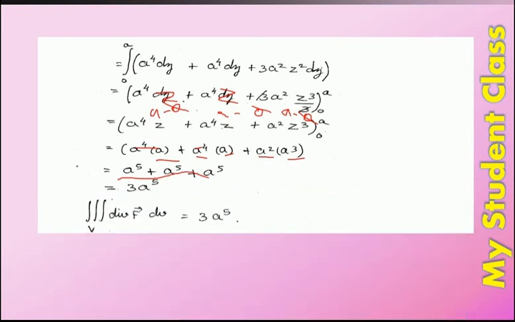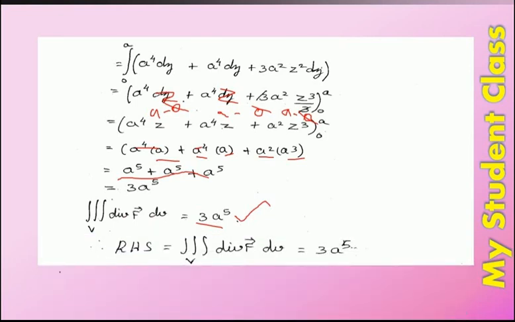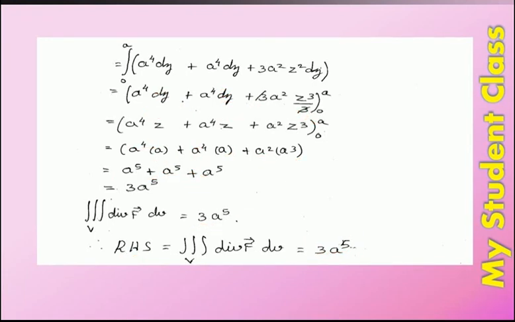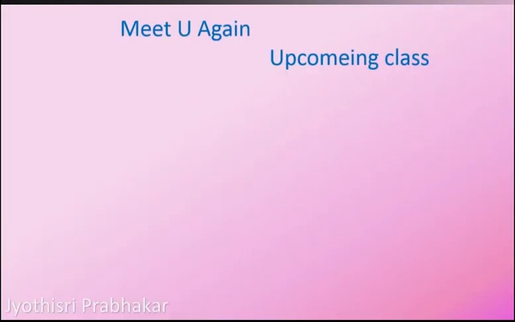So now, the triple integral over V of divergence of F vector dV, its value is what? 3a power 5. So our value of the triple integral of divergence of F vector dV is 3a power 5. So we have found our RHS. So our RHS value is 3a power 5. So now we want to find what? Our LHS value. Till now we have completed our RHS value. In our upcoming video, we will see how to find the LHS value of our equation.